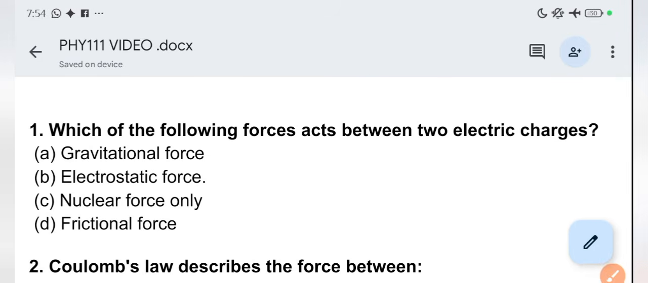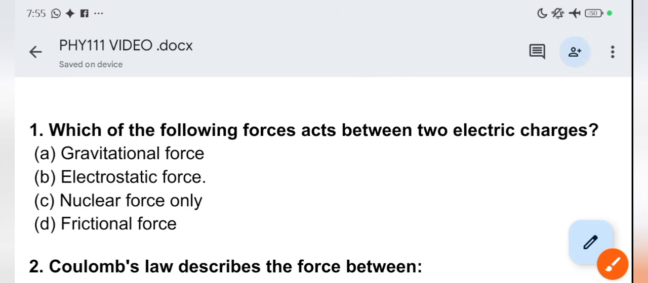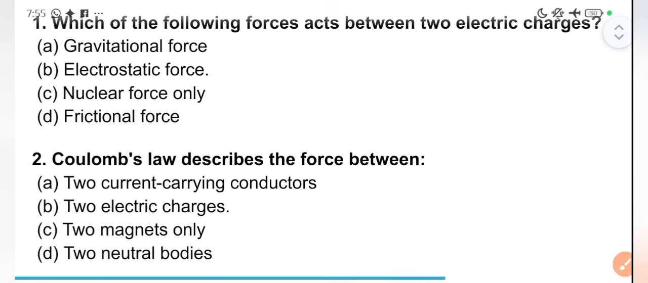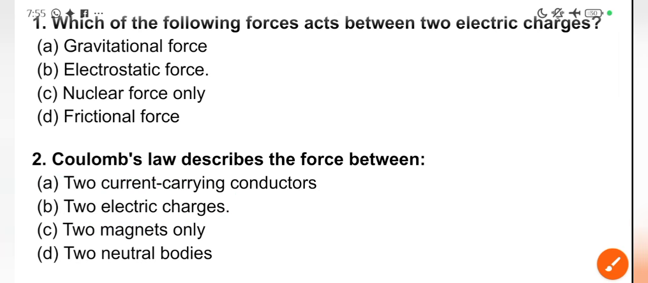Alright, question 1. Which of the following forces act between two electrical charges? Electrical charges, of course, you have your electrostatic force. Question 2. Coulomb's law describes the force between two electrical charges. So when you hear electrostatics, the law that should come to your mind is Coulomb's law. And you should know what the law states. The force between charges.